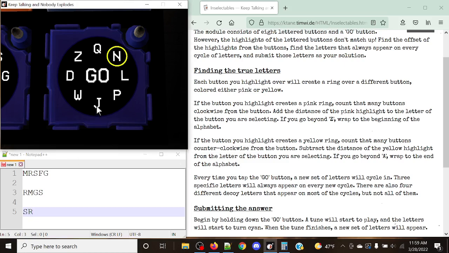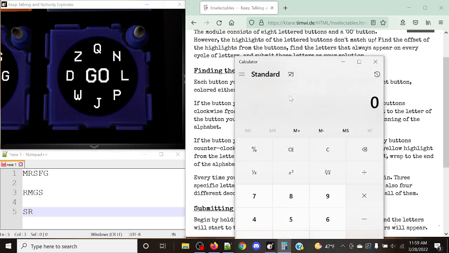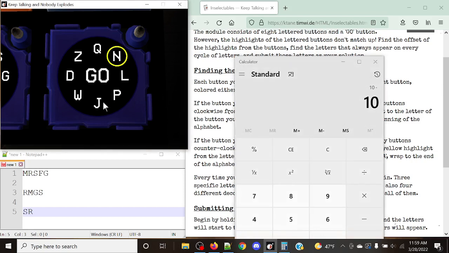Perfect. Now, it's going to be between Golf and Sierra. Excuse me, Golf and Mike, rather. So now let's figure this thing out. So right here we go. We have Juliet, and then this was a yellow ring. Counterclockwise 3, so minus 3, is going to be a 7. Golf is our option here, our last option here.